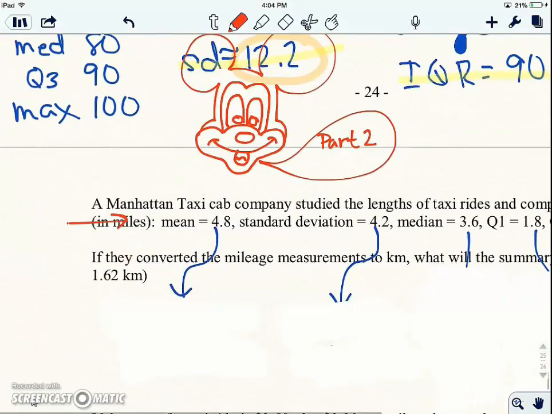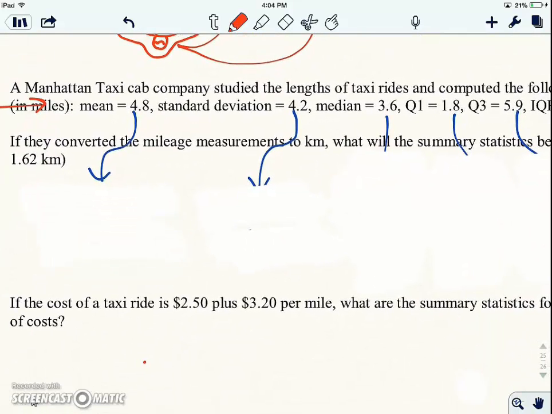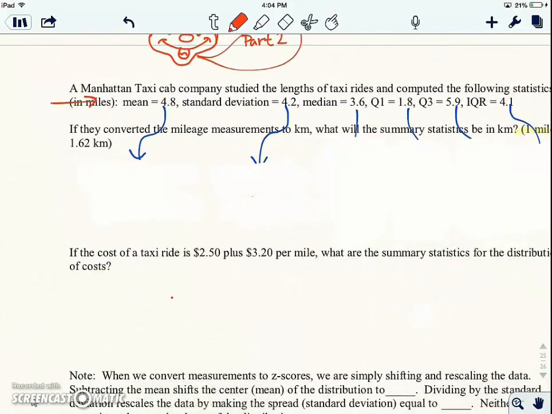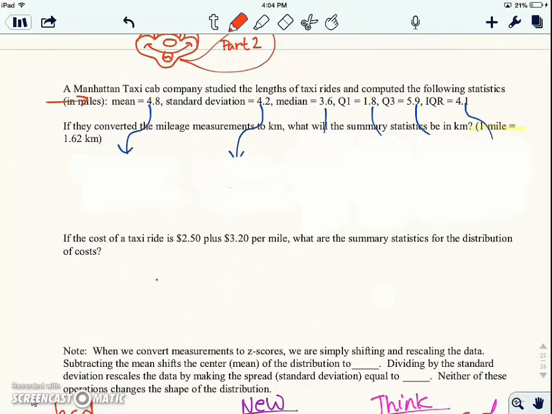All right. A Manhattan taxi cab company studied the lengths of taxi rides and computed the following statistics in miles. On average they had rides of 4.8 miles with a standard deviation of 4.2 miles, a median of 3.6, Q1 of 1.8, Q3 of 5.9, and an IQR of 4. If they converted the mileage measurements to kilometers, what will the summary statistics be in kilometers?